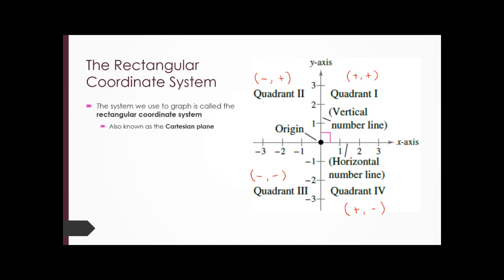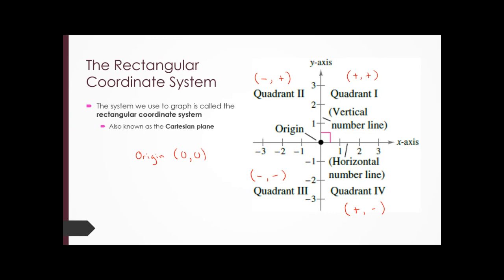So the point where the axes intersect is called the origin, and that is referred to as 0, 0. Basically everything is at 0, and then we refer to where we go from there, whether we're going to positive or negative numbers, up or down, and that's how we get our signs. So this is called the rectangular coordinate system.